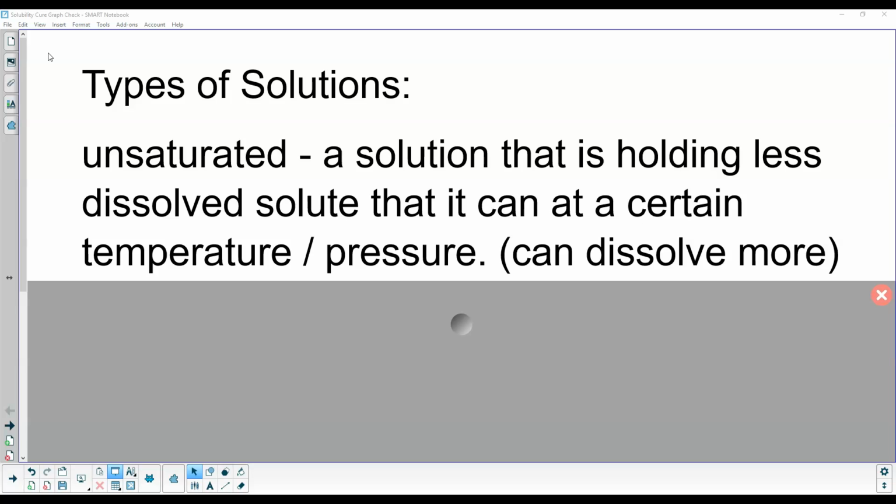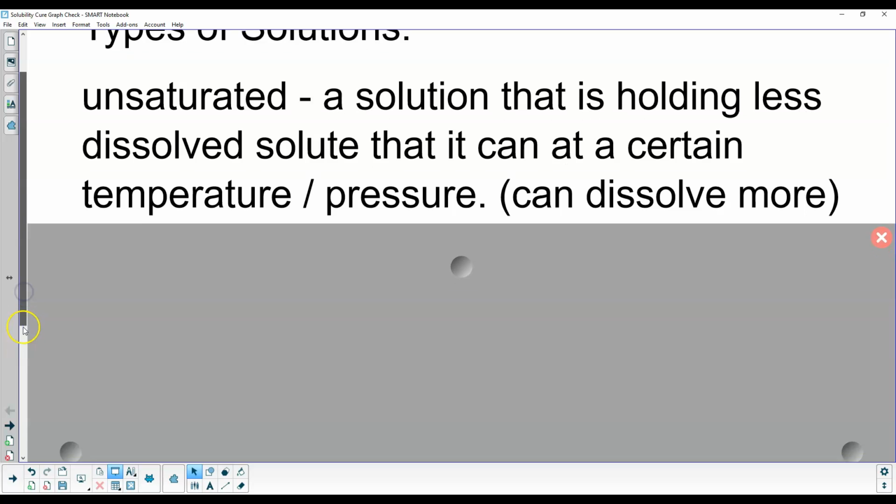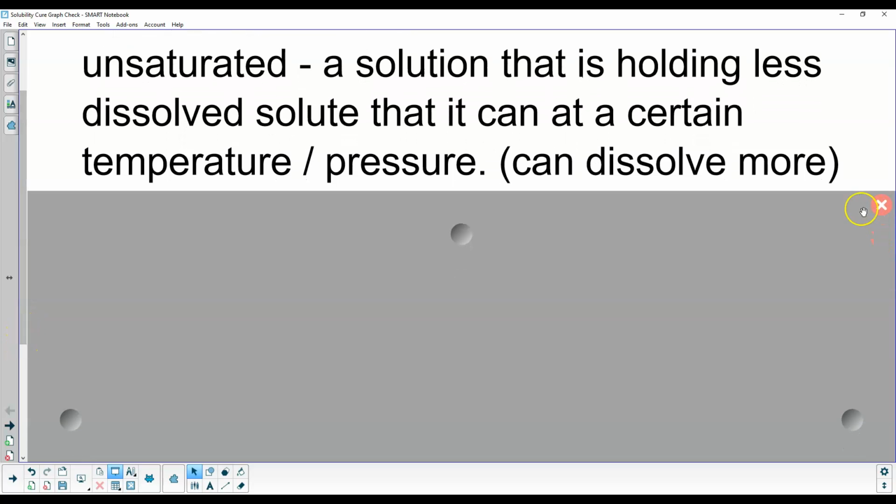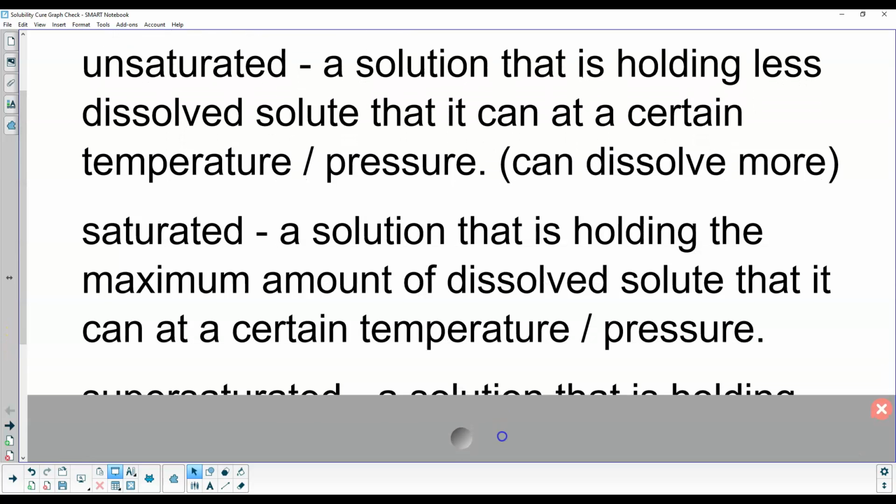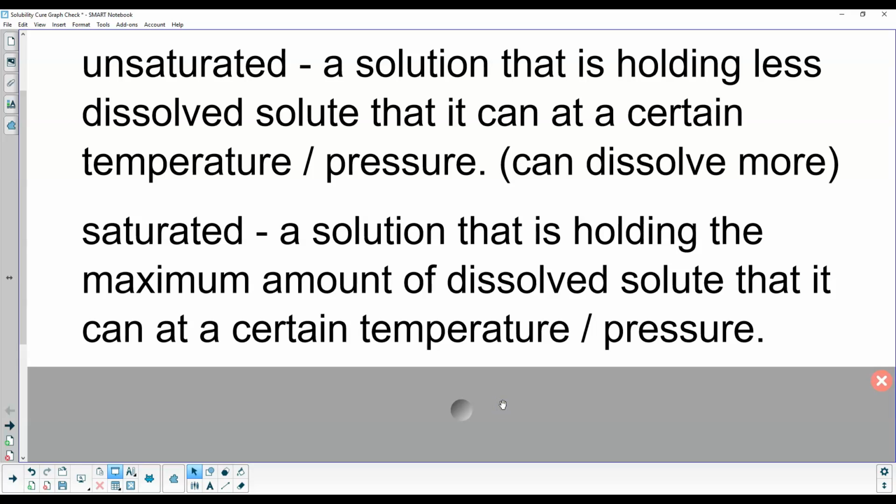So, types of solutions. We've already talked about unsaturated before, but basically that is a solution that has less solute than it can at a given temperature. That means it has the capacity to dissolve more. There's still room for more of the dissolved solute. That is called unsaturated. The next one is said to be saturated.